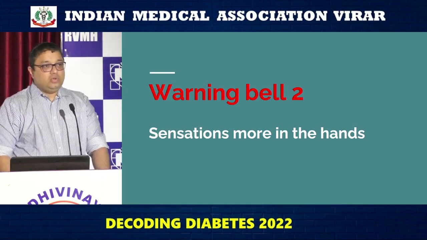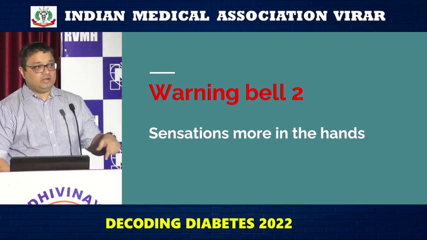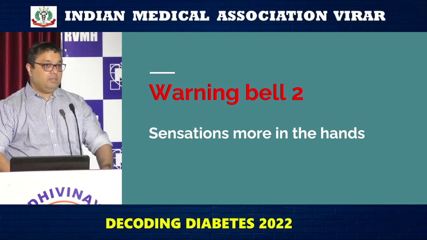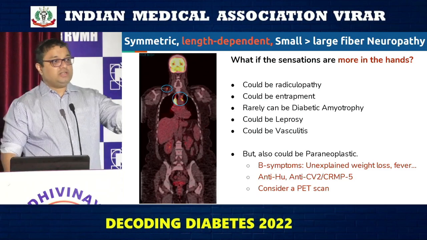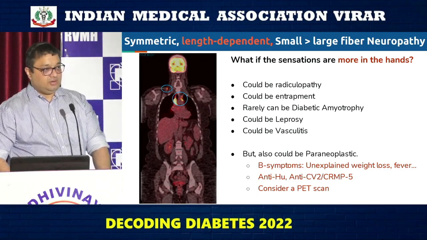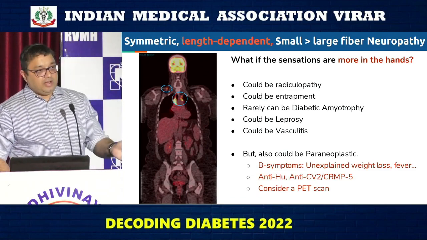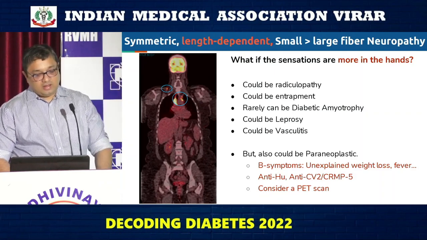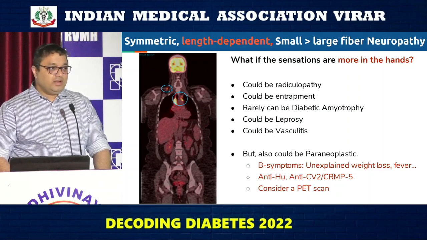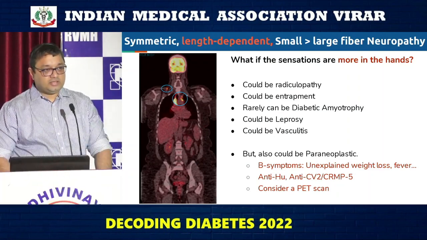Warning bell number 2, as I said, symmetric length dependent. Length dependent should be more in the legs. But let's say the patient gets it more in the hands. Then what? Of course, it can be any of the other things that we discussed. It can be a radiculopathy, it can be entrapment, and we'll talk about entrapment. It can be a diabetic amyotrophy, which rarely can happen in the arms as well. And it could be rare conditions like leprosy or vasculitis.